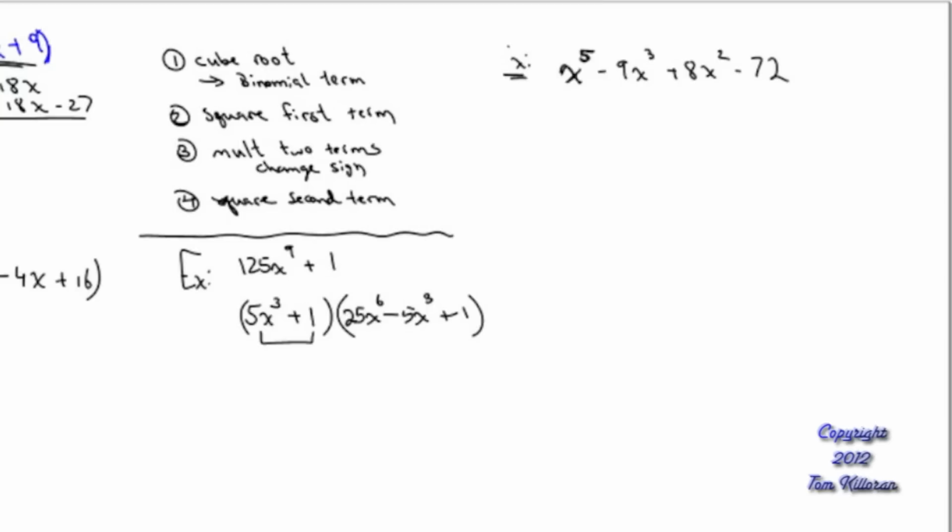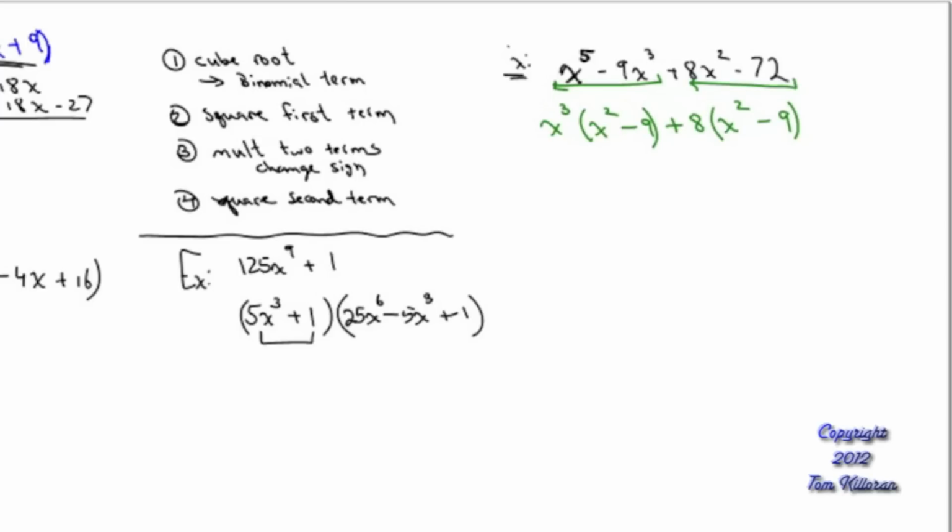Group them. Group the first 2 together and the second 2 together. What can I pull out of the first 2? X cubed. If I kick out x cubed, what's left behind? X squared minus 9. What about the second 2? I can kick out a positive 8, leaving behind x squared minus 9. So it does factor by grouping because the 2 binomials turned out to be identical.